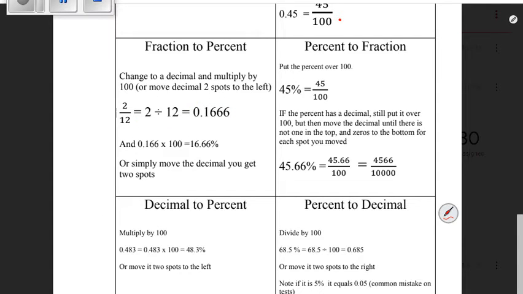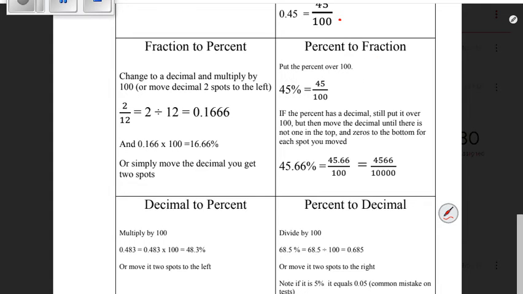If you're given a percent, the easiest way to look at it is a percent is out of 100. So 45% is 45 hundredths. 13% is 13 out of 100. 6% is 6 out of 100. Okay.